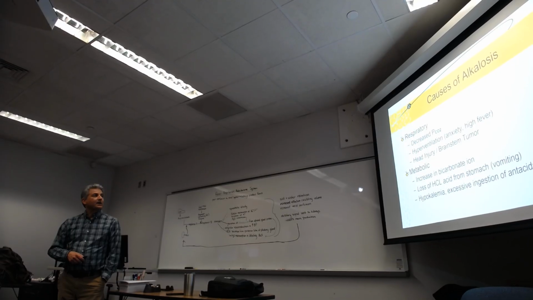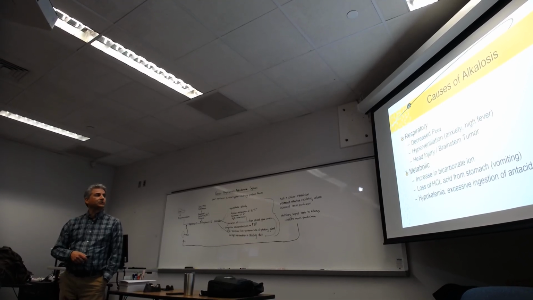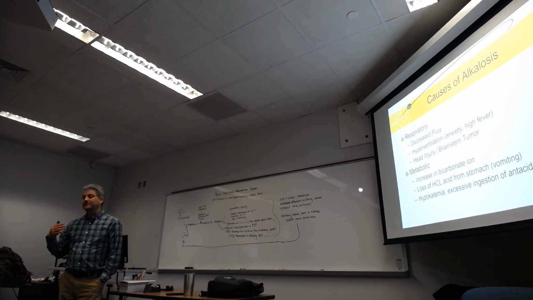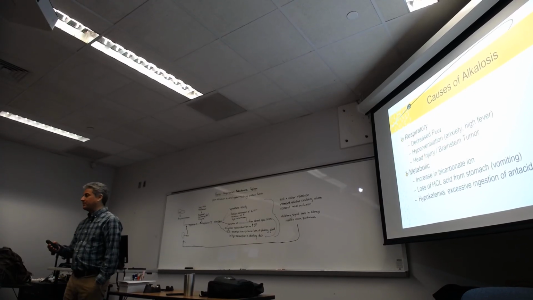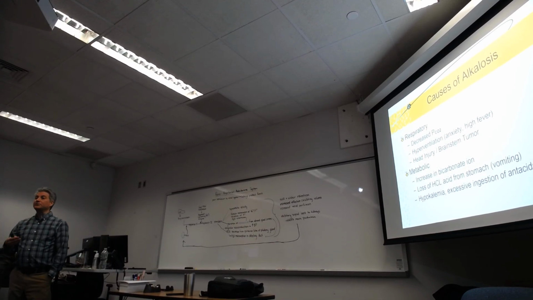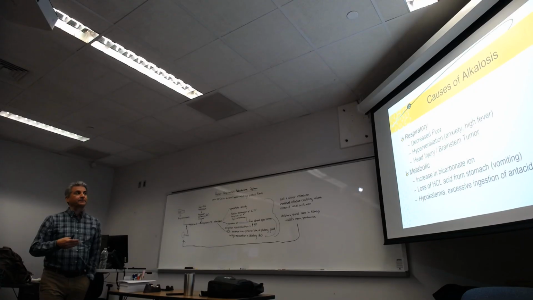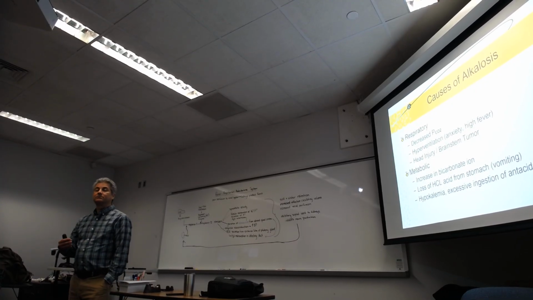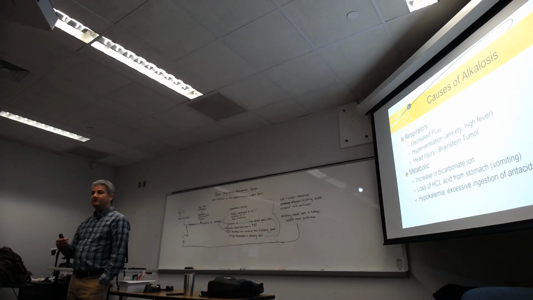Alkalosis. So this is on the other side. So decreased PCO2, hyperventilation, getting rid of it, right? So you've got a decreased PCO2 because typically of hyperventilation. You could also have a decreased PCO2 if you have what? Excess bicarbonate.